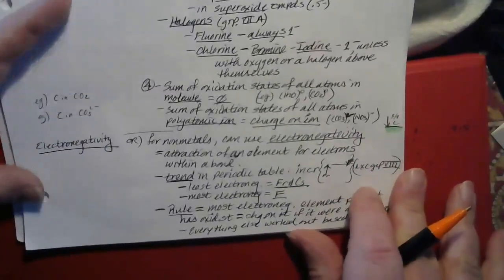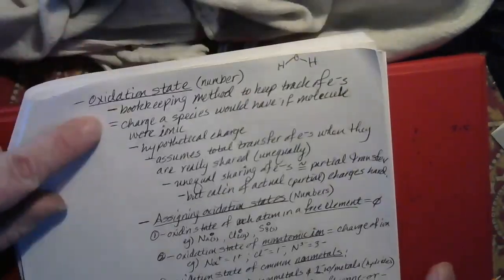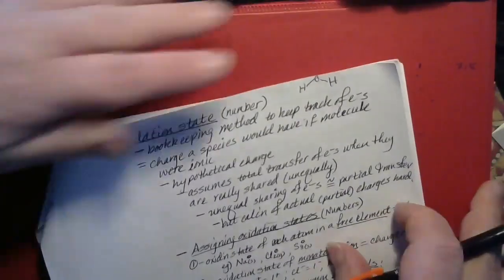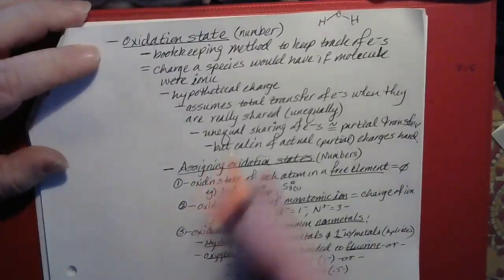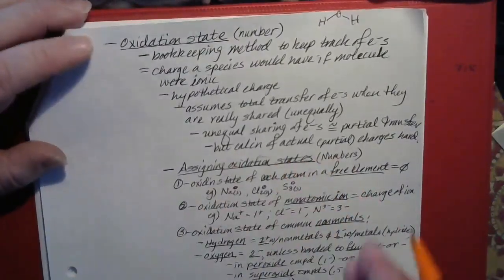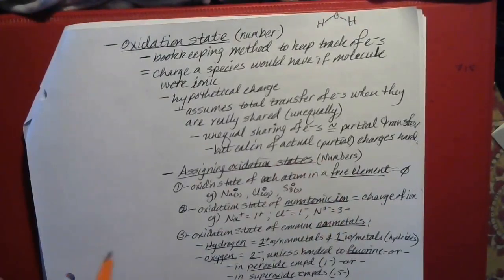Where we left off last time was we were talking about oxidation states. Oxidation states in oxidation reduction reactions are sort of hypothetical charges that we place on atoms for the purpose of keeping track of electrons, where they are and where they're going to, so we can keep track of what's being oxidized and what's being reduced.